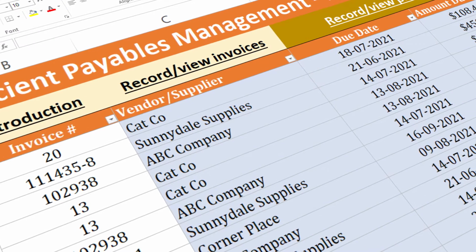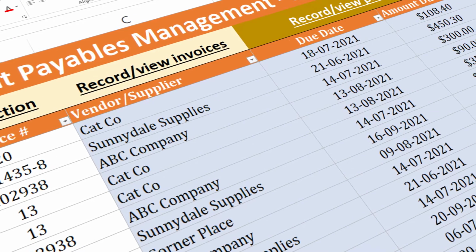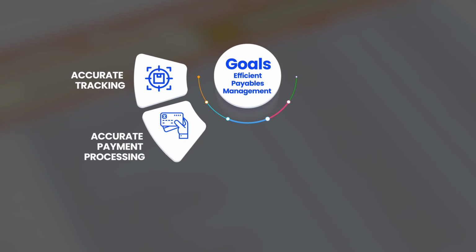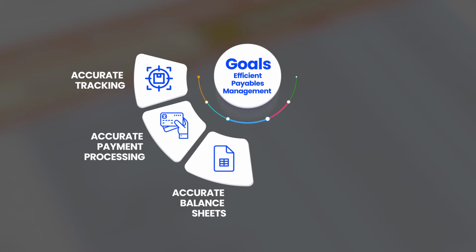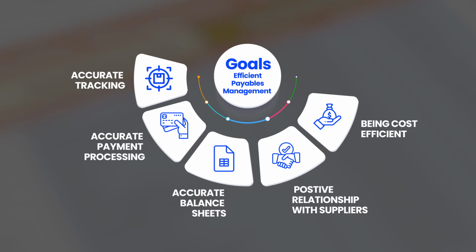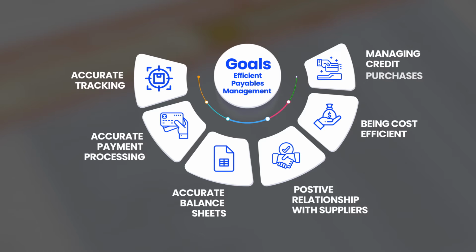The Efficient Payables Management tool helps you achieve the following goals: accurate tracking of what is owed to suppliers, ensuring payments are properly approved and processed, providing precise information on accounts payable to produce an accurate balance sheet, nurturing positive relations with suppliers, researching ways to save money, managing credit purchases.